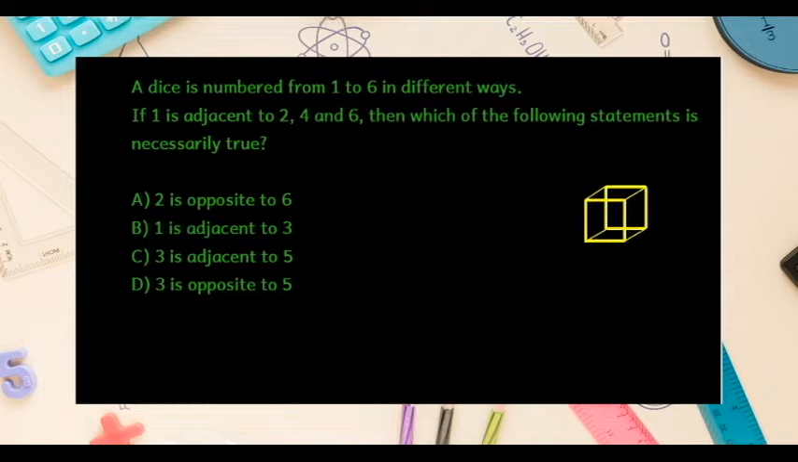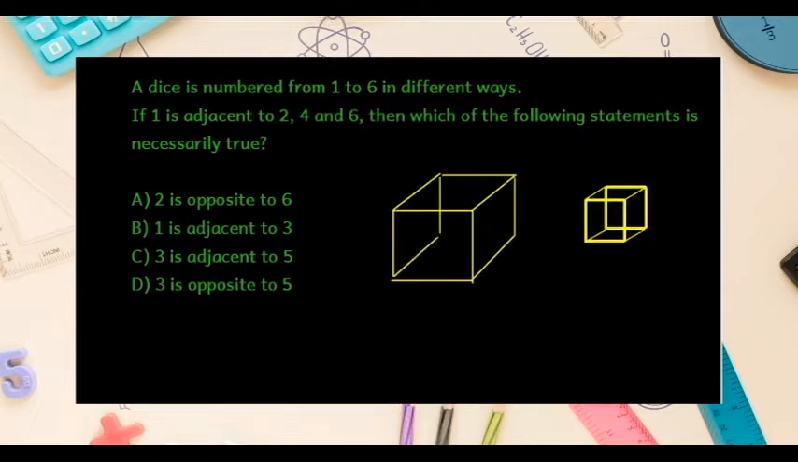Now this is a question based on dice. So first let me make a rough diagram of a dice. From the information in the question, 1 is adjacent to 2, 4 and 6. So over here, this front face, let me consider this to be 1, and there are these different faces. Right now I have just created 4 faces, where the front one is face number 1.